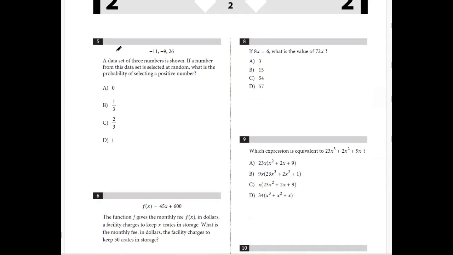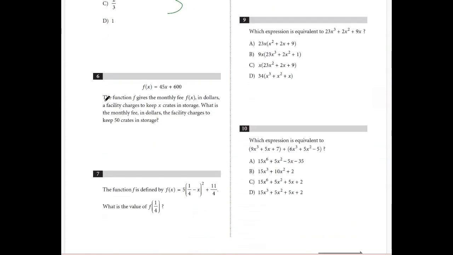Okay. A data set of three numbers is shown. If a number from this data set is selected at random, what is the probability of selecting a positive number? So only 26 is positive, so 1 over 3. So B as in boy is correct.